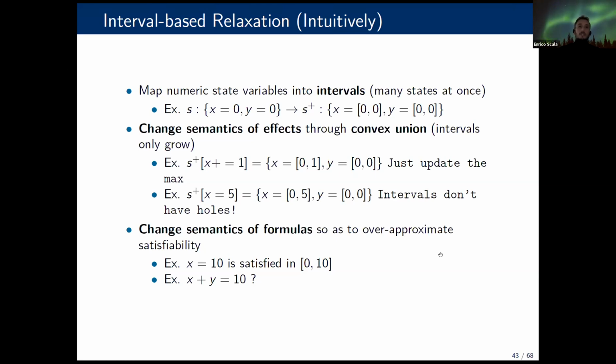And then you change the semantics of the formulas so as to over-approximate satisfiability. So, for instance, if you have a condition that says that x has to be equal to 10, this condition is satisfied in 0, 10. And the situation gets a little bit more complex when you have operations in your conditions.